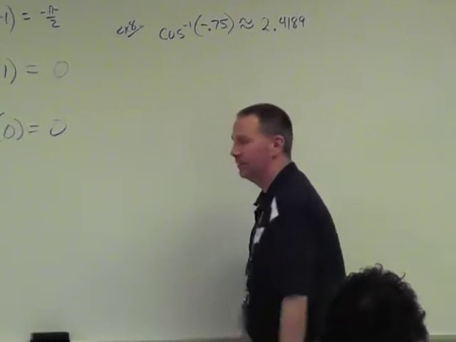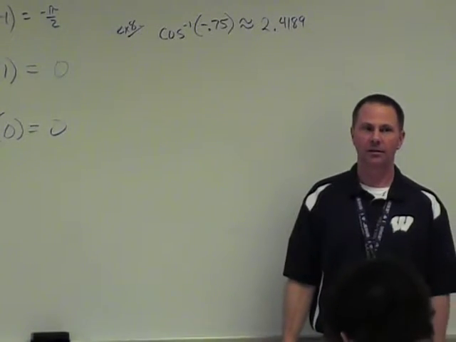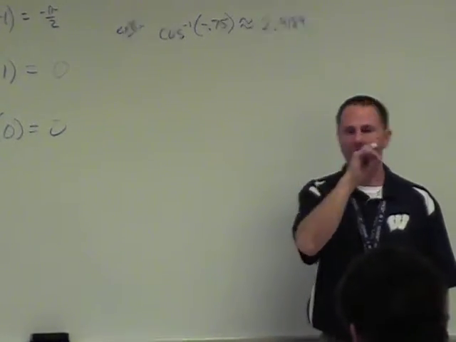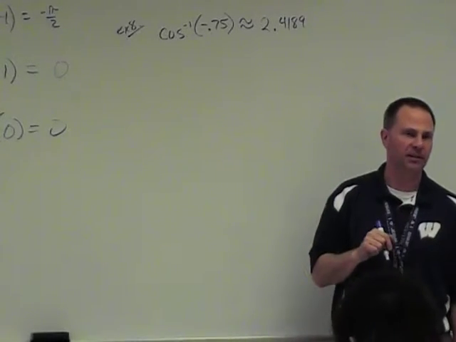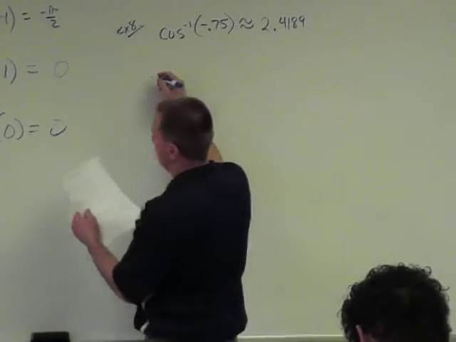2.4189. We put 4 decimals. If you're finding radian measure with numbers, just put 4 decimal places. If you're finding degrees, just round it to the tenths. Okay? All right, let's do this one.